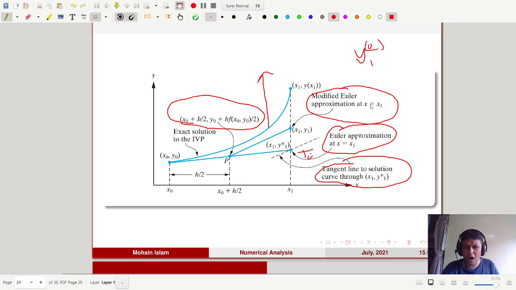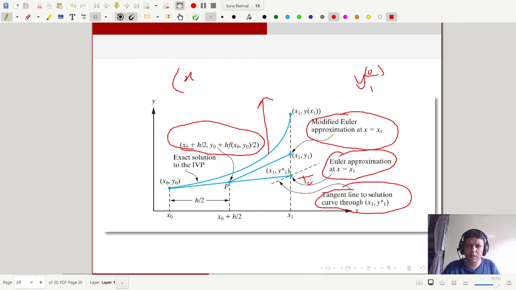So once again, how did you get that modified Euler's approximation? First of all, your Euler's approximation at x equal to x1 is given by the point x1 y1 0. In the graph it is denoted by y1 star. Okay, but here it is x1 y1 0. At x1 y1 0 you draw the tangent, that is the tangent line to the solution through x1 y1 0, and the tangent is denoted by the dotted line in the graph.